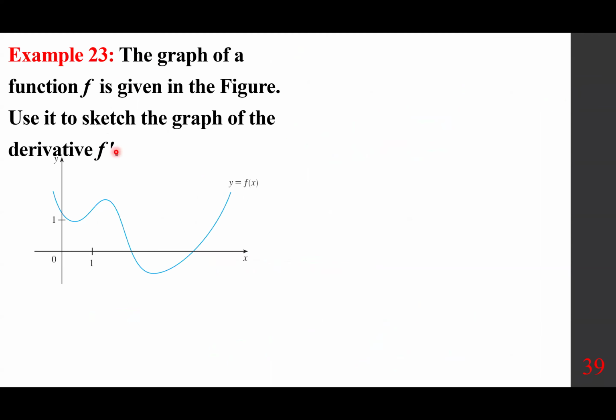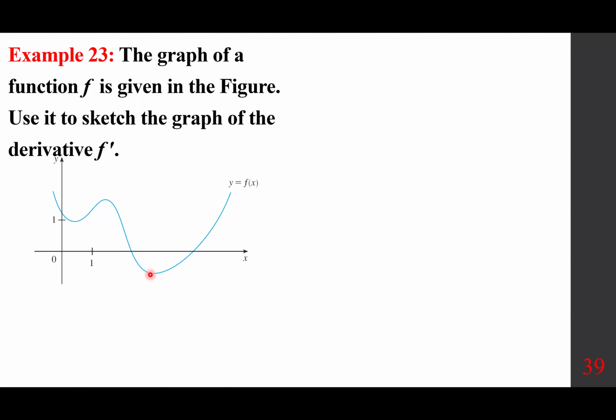The graph of a function f is given in the figure. Use it to sketch the graph of the derivative f prime. Use it to sketch a rough graph, okay? The way to do this is to look at the easy points. Peaks and valleys are the relative max and min, where f prime is 0. If you look at this point, this point, this point, this is a relative min, relative max, relative min.